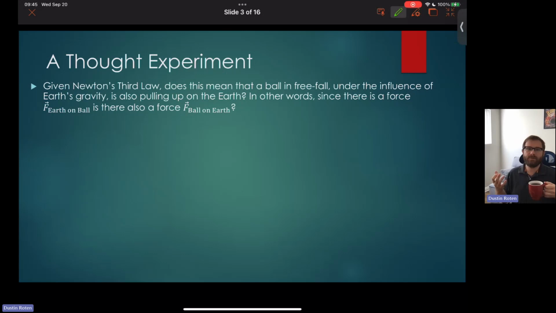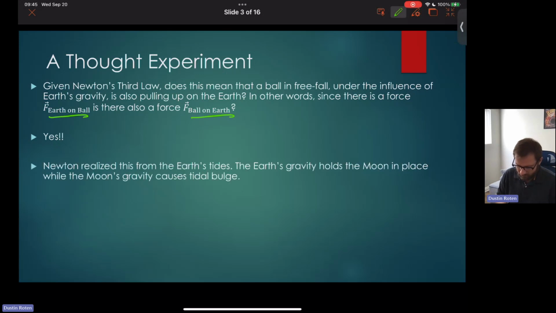All right, so let's apply this to a quick thought experiment. Given Newton's third law, if we were to drop a ball and it's in free fall, under the influence of Earth's gravity, does that mean the ball is also pulling up on the Earth while the Earth pulls it down? So in other words, since there's a force of the Earth on the ball, is there also a force of the ball on the Earth? And the answer is yes.